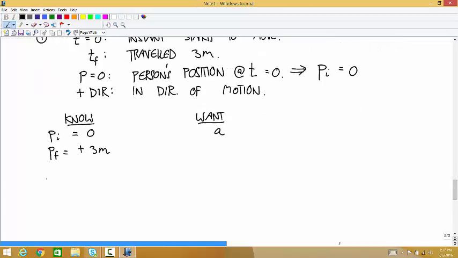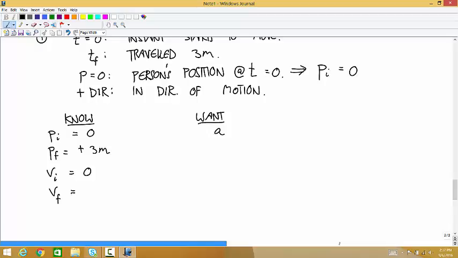What about V initial, the velocity when time is equal to 0? That is 0, yep. He doesn't start, he's at rest, and he doesn't start moving until after time equals 0. So VI is equal to 0. And then at time final, what's the velocity? And is it positive or negative?